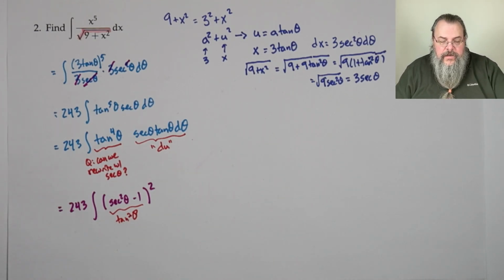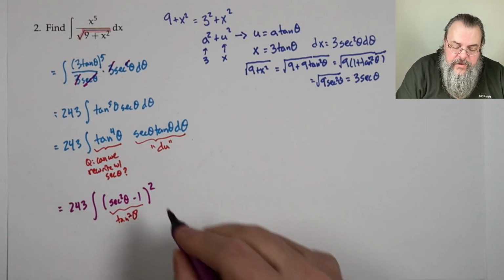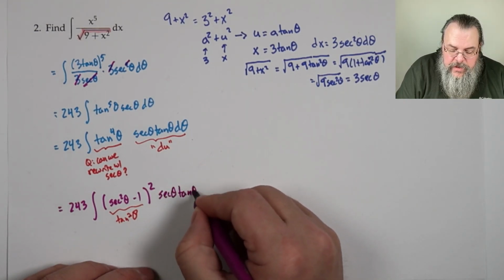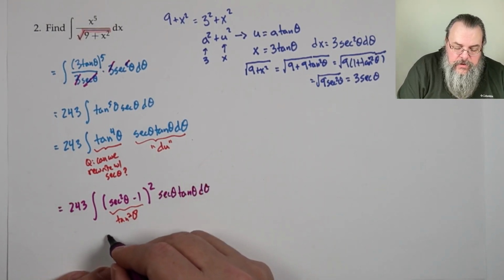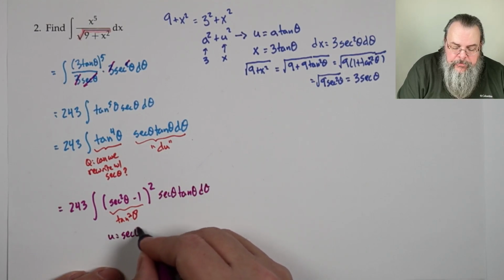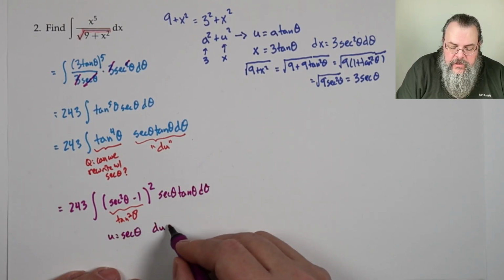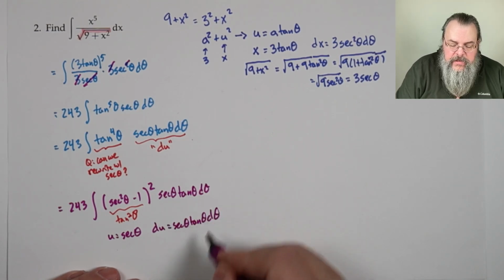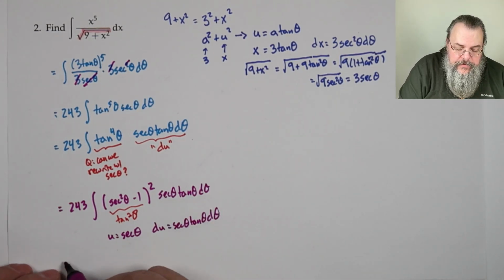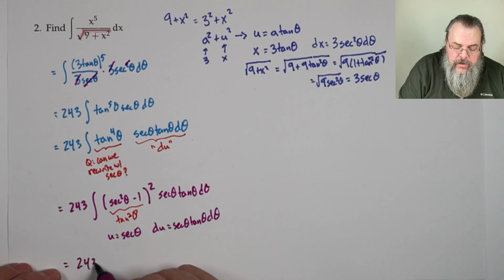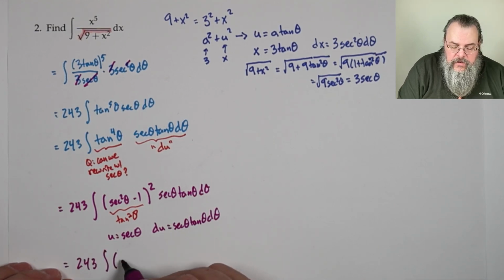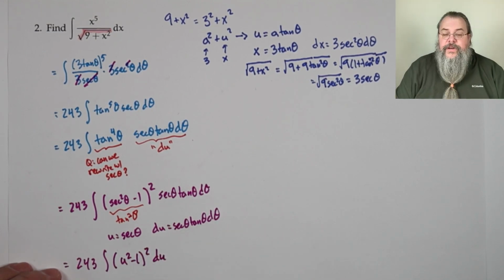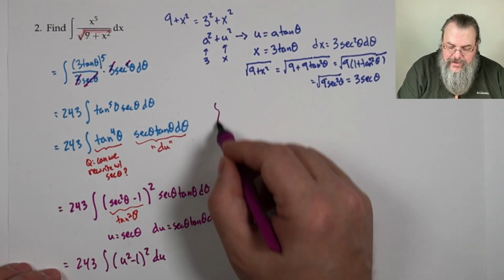And from here, we know how the problem is going to go, so we just have to follow it along. And it should work itself. We say let u equal secant theta. Then we say du is secant theta tangent theta d theta. And so what we have is that this is 243, the integral of u squared minus 1 squared du. All right, good.